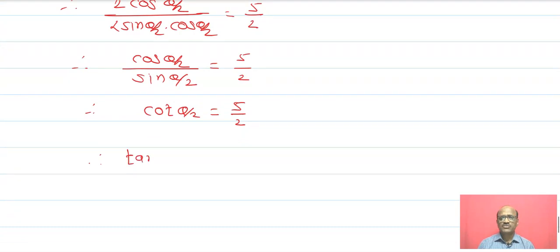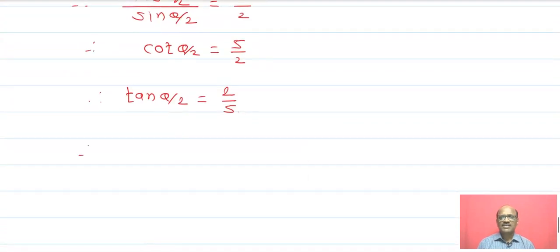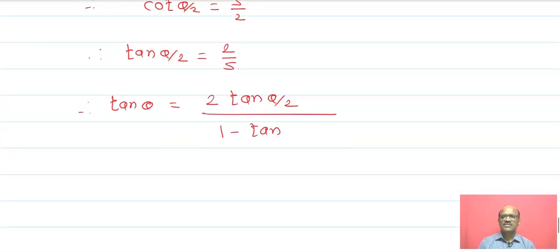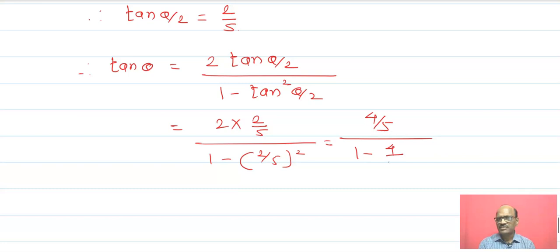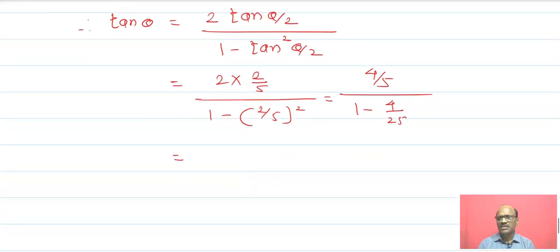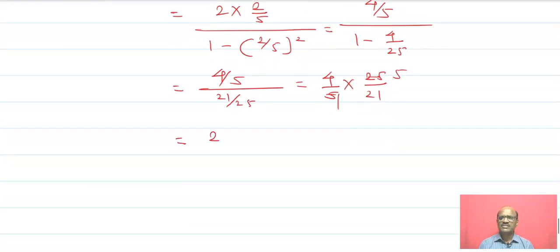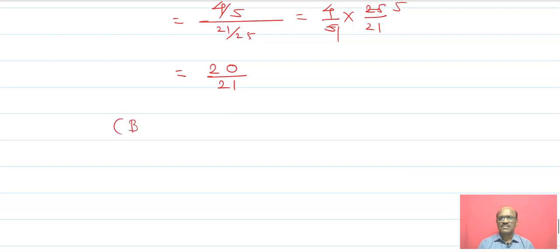Therefore cot of theta by 2 is equal to 5 by 2, and that's why you will get tan of theta by 2 is equal to 2 by 5. Therefore tan of theta is equal to 2 times tan of theta by 2 upon 1 minus tan square theta by 2. Tan theta means theta by 2 plus theta by 2, and that's why we have written 2 times tan of theta by 2 upon 1 minus tan square theta by 2. These formulas we have learned in all the exercises. Now substitute the value and simplify this calculation. You will get the answer 20 upon 21, that is option B.